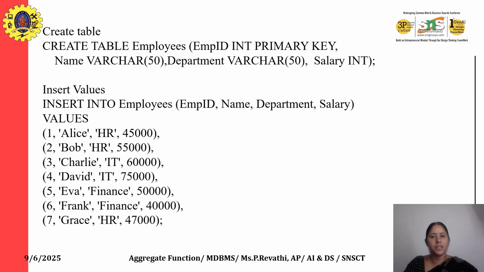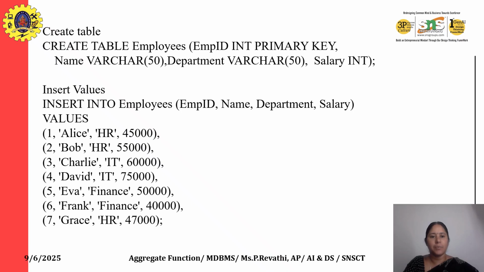Here we are creating a table called employees in MySQL. Create table employees, employee ID primary key, name varchar of 50, department varchar of 50, salary int. The table name is employee. It has four columns. Employee ID.